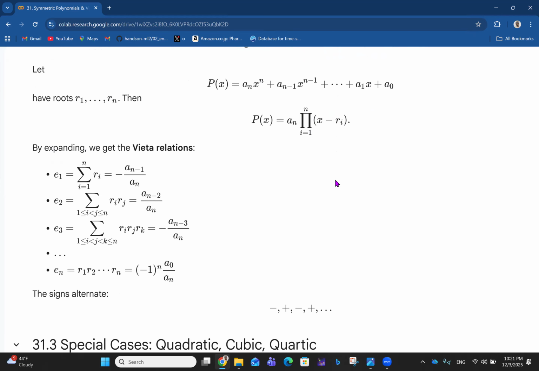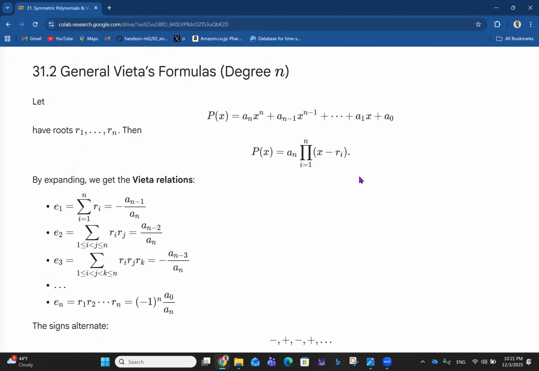So this thing that looks like pi is basically saying, just like what we have for sum, now say the sum of all ri's. That means r1 plus r2 plus r3 up to rn. But this means the product of all x minus ri. So that means x minus r1 into x minus r2 up to x minus rn.